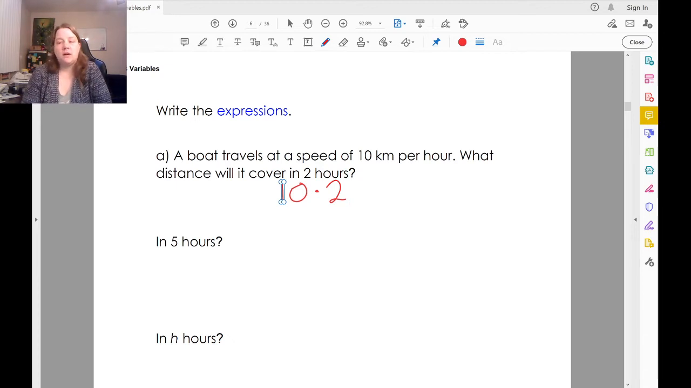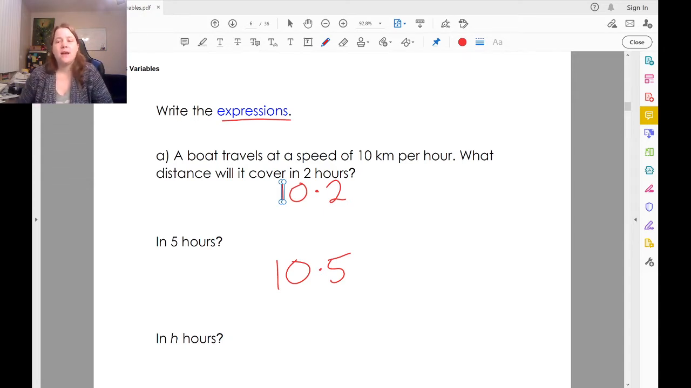What distance will it cover in 5 hours? 10 times 5. You can see that I'm not solving this. I haven't been asked to solve it. I've been asked to write the expression. I've been asked to convert the words into math.